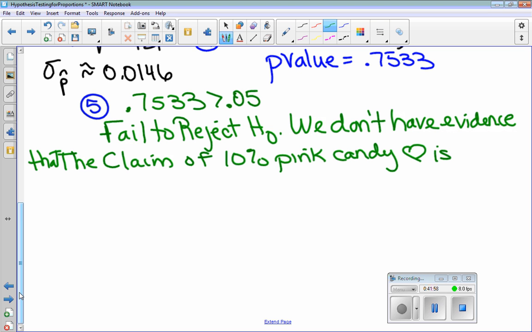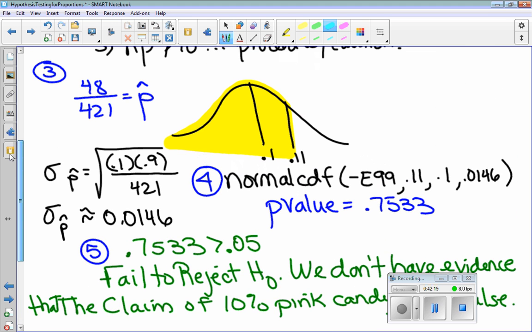Okay. Pink candy hearts is false. We don't have evidence to say that it's false. Okay? It's kind of like a double negative in a way. Drives me nuts. But that's the way we have to do it. Okay? So, let's make sure we know our steps. Oh, we skipped step 3, didn't we? I went right to the p-value.